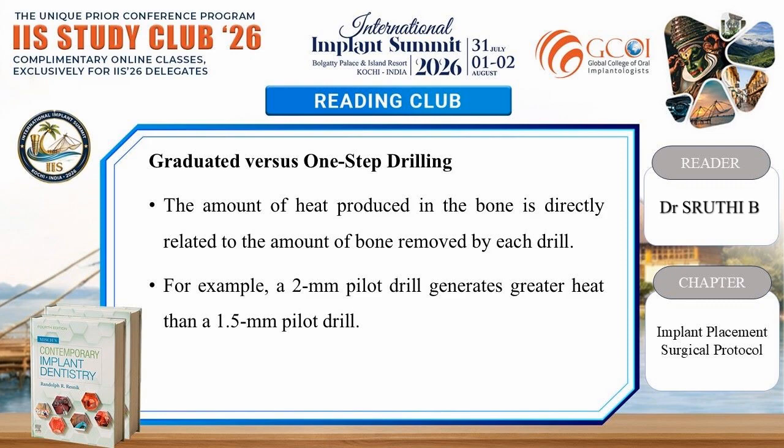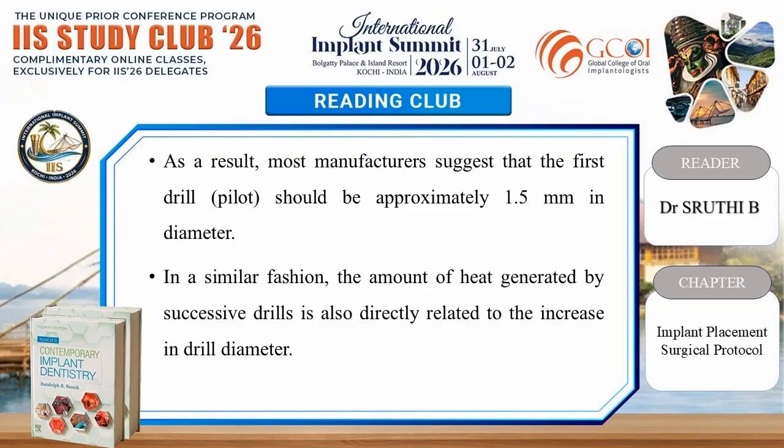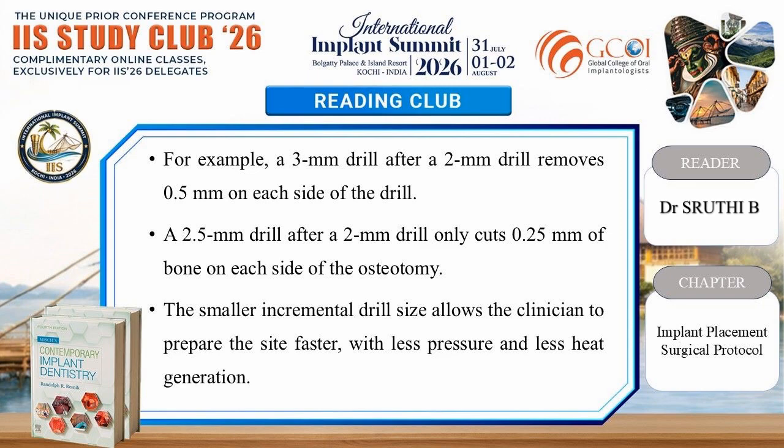The amount of heat produced in the bone is directly related to the amount of bone removed by each drill. For example, a 2 mm pilot drill generates greater heat than a 1.5 mm pilot drill. As a result, most manufacturers suggest that the first pilot drill should be approximately 1.5 mm in diameter. In a similar fashion, the amount of heat generated by successive drills is also directly related to the increase in drill diameter. For example, a 3 mm drill after a 2 mm drill removes 0.5 mm on each side of the drill. A 2.5 mm drill after a 2 mm drill only cuts 0.25 mm of bone on each side of the osteotomy.